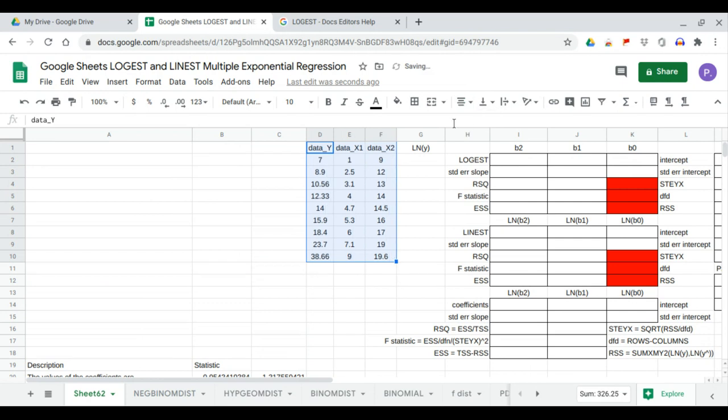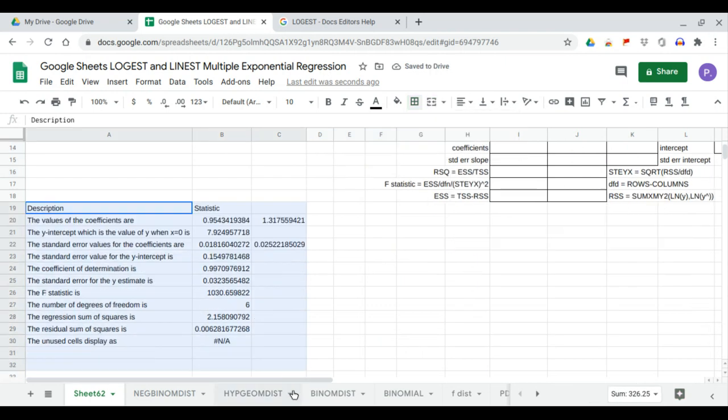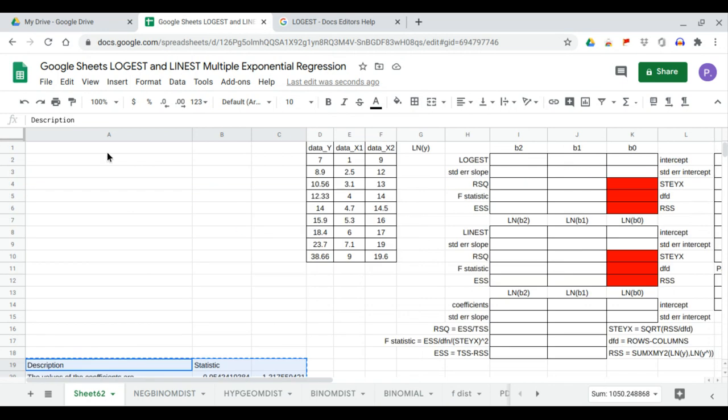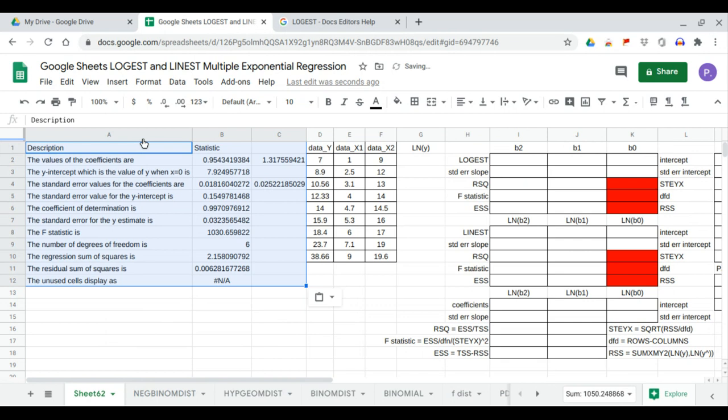Center it and put borders and use the description as our guide. So paste. Here we have the description of the output of each dataset, the LOGEST function. And here's the dataset. We have data y and data x.